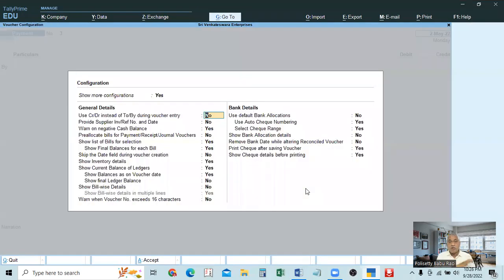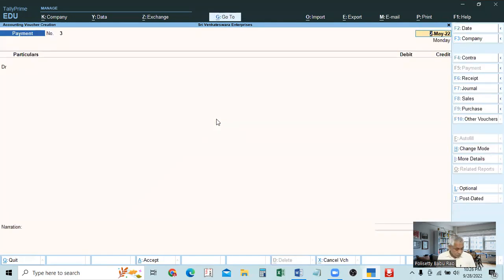So we have to go for F12. We have to press F12 configuration. If you configure it for all the companies, for all the vouchers, it will be like this only. So here the first one is use debit credit instead of to and by. You make it yes, and save it by pressing Control A.